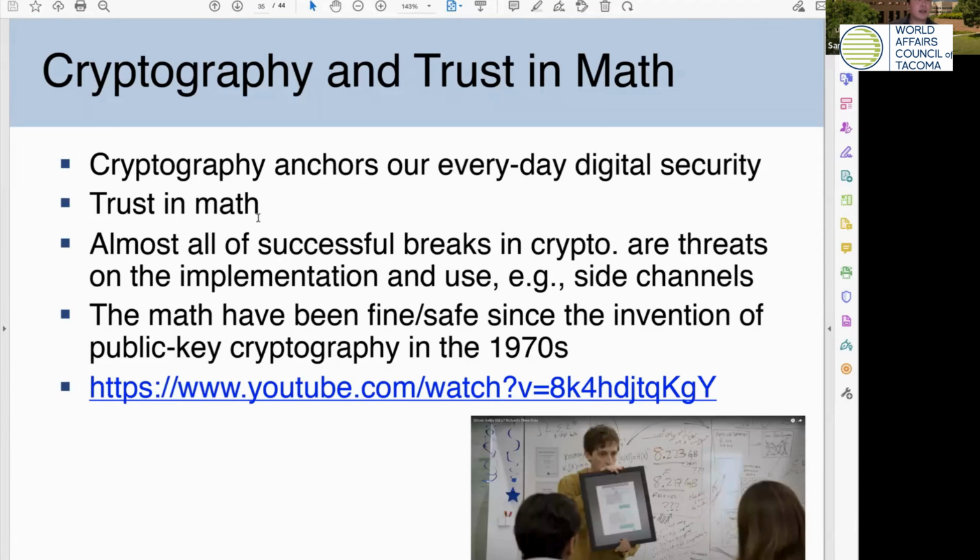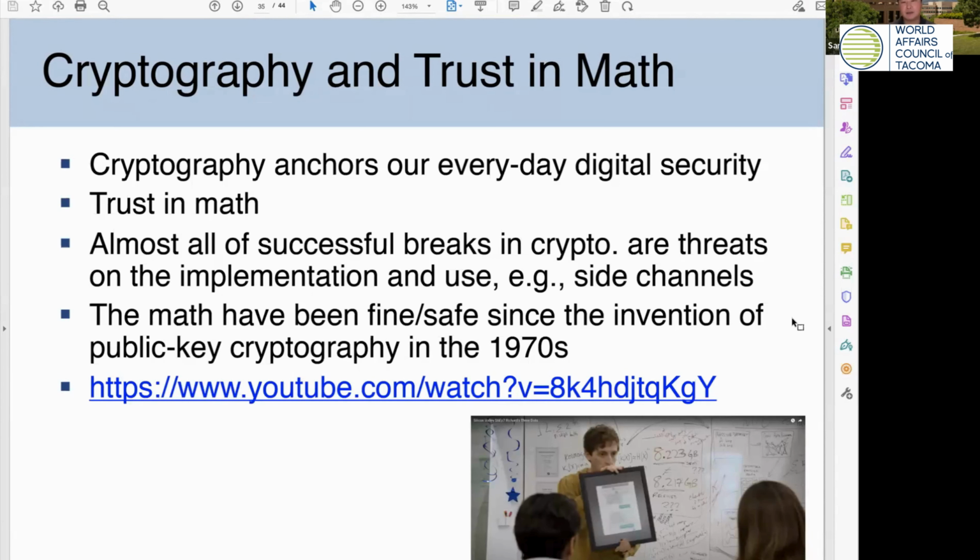Now, I was recently rewatching Bruce Schneier's video, and he also restated this notion of trust in math. This is a very common saying because our current cryptography is anchored with math, and more specifically, these problems that are known or assumed to be difficult to solve. Based on that, we have the crypto protections. Now, almost all of the successful breaches or threats against cryptography are largely based on the implementation and the use.